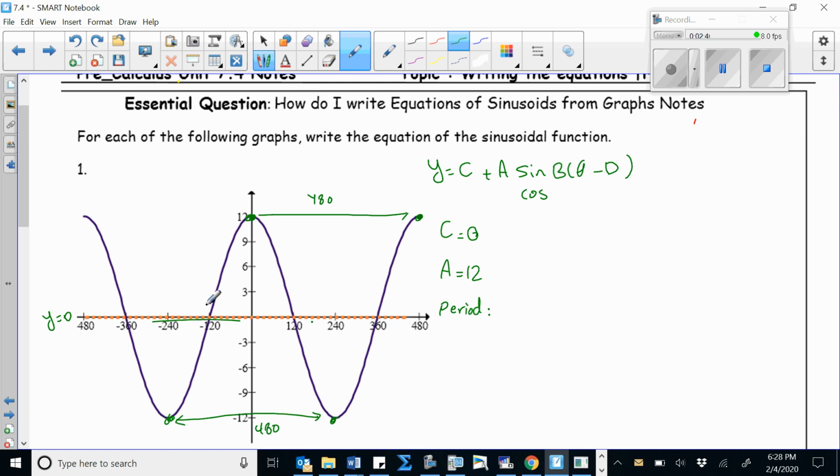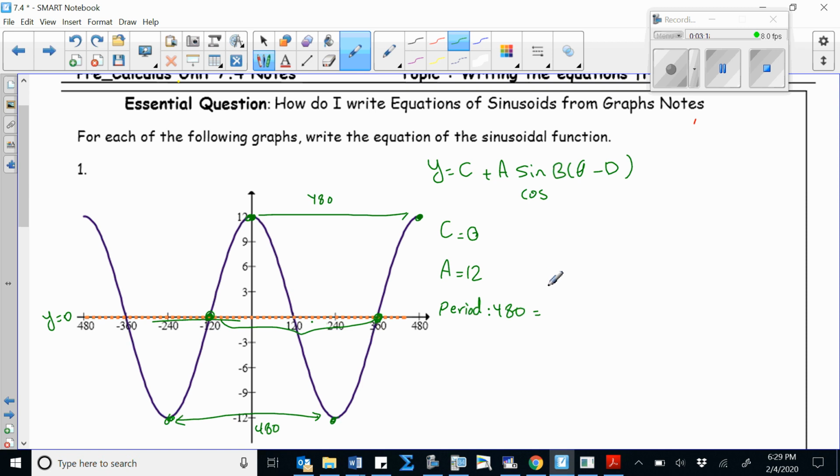You could also consider two consecutive midpoints, like this one and this one. I don't consider this one as two consecutive midpoints because at this point, the cycle is not a full cycle, it's half of a cycle. So I can consider this one as the next repeating point. I'm going to consider this one. And again, the distance between them is from negative 120 to 360, which is 480. So the period of the function is 480.